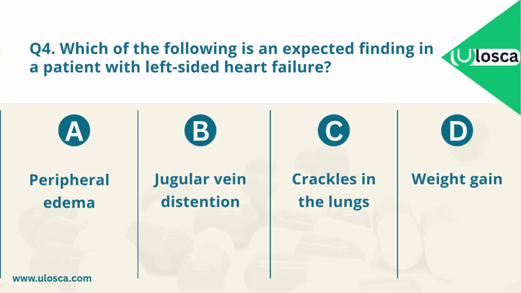Question 4. Which of the following is an expected finding in a patient with left-sided heart failure? A. Peripheral edema. B. Jugular vein distension. C. Crackles in the lungs. D. Weight gain. Which one is the correct answer?